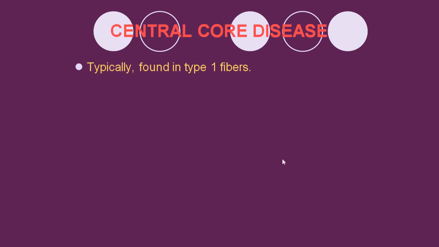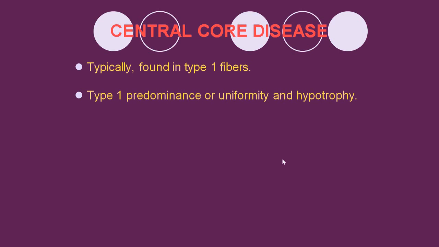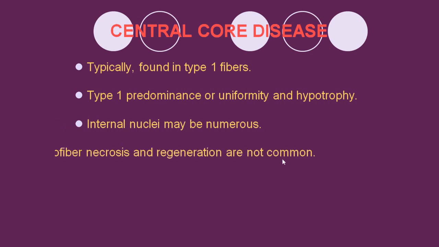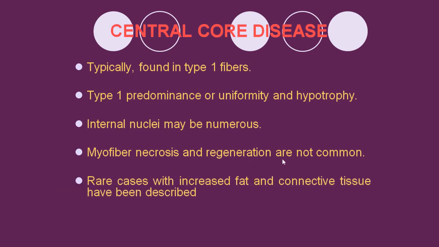Histologically, typically it is found in type 1 fibers. Type 1 predominance or uniformity and hypertrophy. Internal nuclei may be numerous. Myofiber necrosis and regeneration are not common. Rare cases with increased fat and connective tissue have been described.